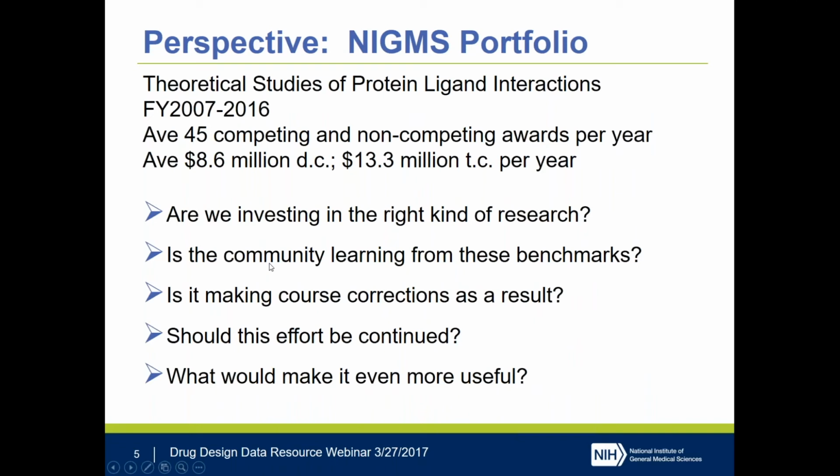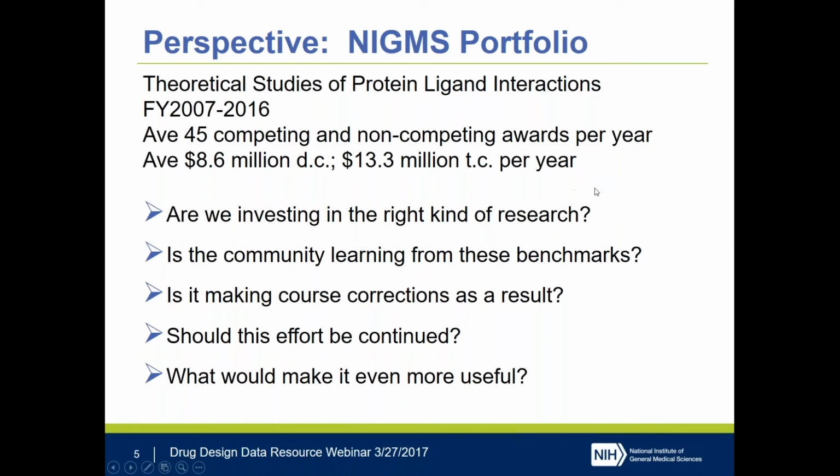NIGMS has been investing funds in the area of protein-ligand interactions, molecular modeling for quite a long time. This is a particular portfolio of grants that I'm counting up here. On average, 45 competing and non-competing awards per year over the last 10 years for an average of 8.6 million per year. That's not all of the money we put into molecular simulation, just that which is most focused on the ligand rather than the protein as a whole. That investment goes back, in scaled back dollars, of course, to the mid-80s.